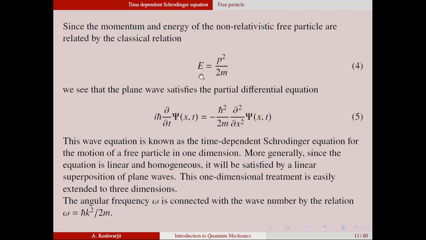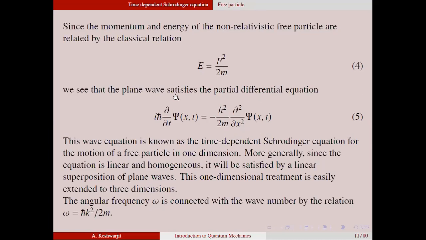In equation number 4, we know that E is h bar omega, and P is h bar k. So P square means h bar square k square by twice m, and this equals h bar omega. If I cancel one h bar from the left and from the right, we get omega equal to h bar k square by twice m. So it is this expression. It can be written in terms of the frequency and wave number in this form.